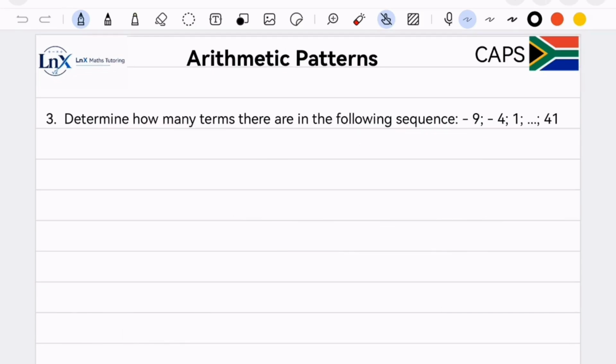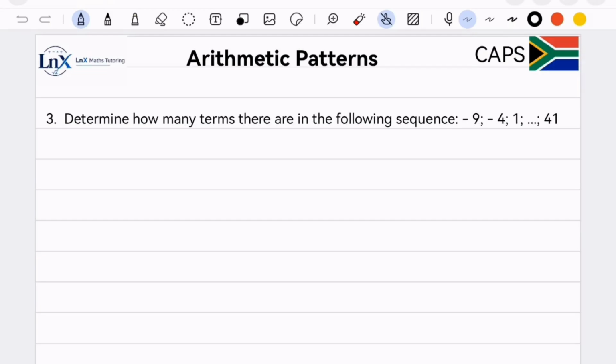Alright, and so for our third question, it then goes, determine how many terms there are in the following sequence: -9, -4, 1, then our last term is 41, the value of our last term. So now we need to determine how many terms there are in the following sequence.